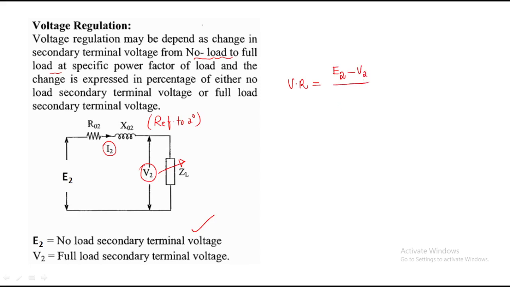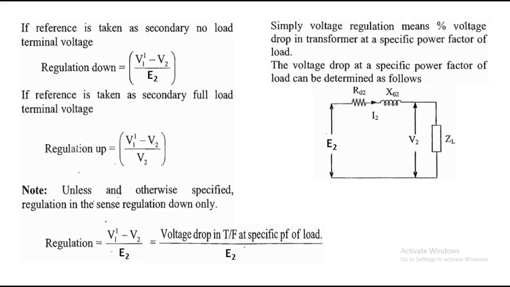At a specific power factor of load, the change is expressed in percentage of either no load secondary terminal voltage or full load secondary terminal voltage. With respect to no load secondary terminal voltage, that is the formula. With respect to full load terminal voltage, this is the formula. If the reference is taken as secondary no load terminal voltage, this is the formula. If the reference is taken as secondary full load terminal voltage, that is V2, this is the formula.